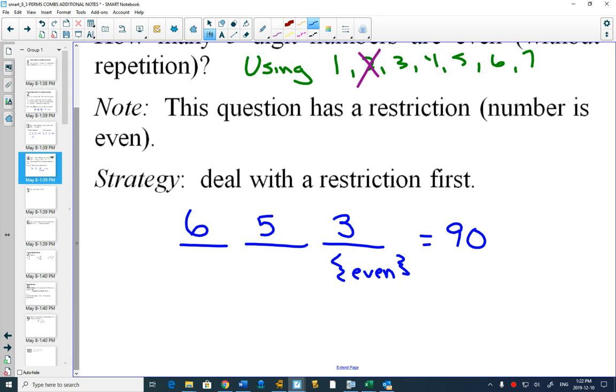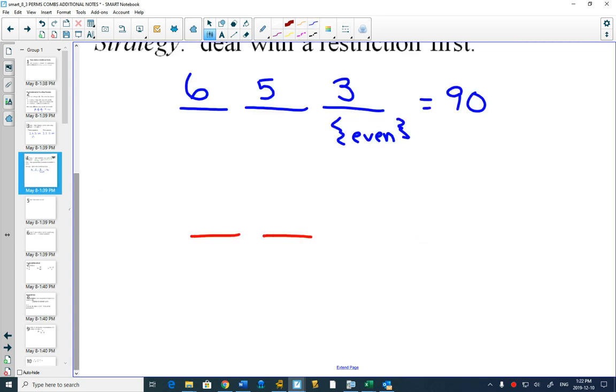Now what happens if you didn't deal with the restriction first? This is what it would look like. You're like, okay, I need it to be even. I can have any number first. That's true. So I have 7 choices. Then I could have any number second. That's left. That's true. Then I have 6 choices. Then I want to put an even number here, but I don't know what number to write.